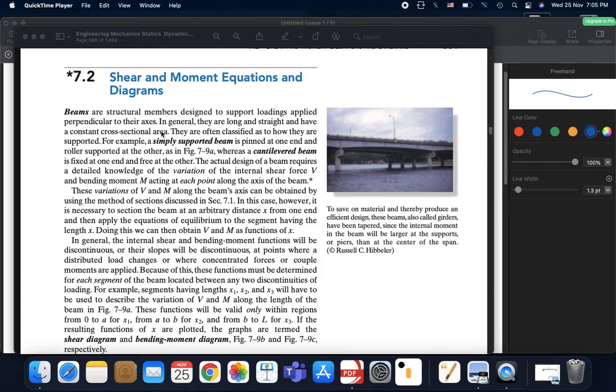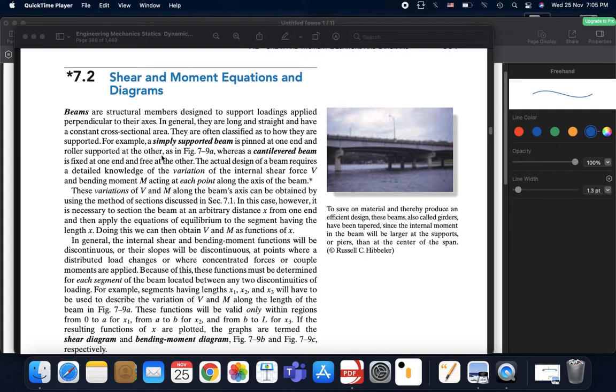Now, remember that we had beams, and these beams had lengths, for example, 6 meters. Along the section or length of this beam, we had loadings. For example, we had distributed loadings, or point concentrated loads, or support reactions, and so on.